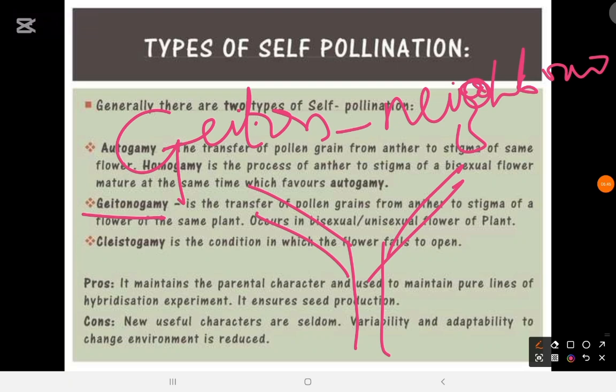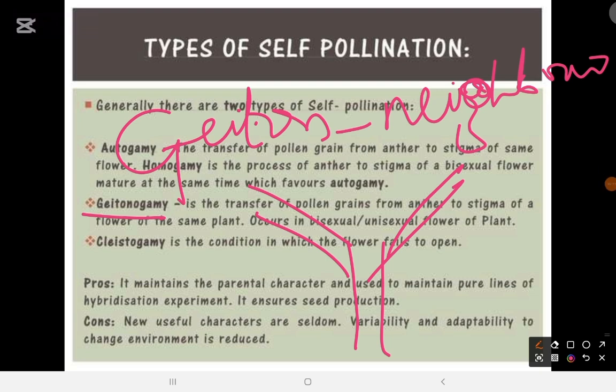But from an ecologist's perspective, an ecologist views geitonogamy as a form of allogamy, that is, as a form of cross pollination. And why is that the case? Because, of course, there are different flowers. So an ecologist views geitonogamy as a form of cross pollination.